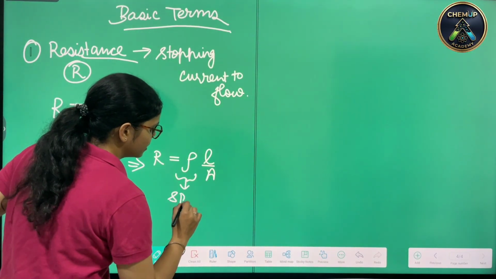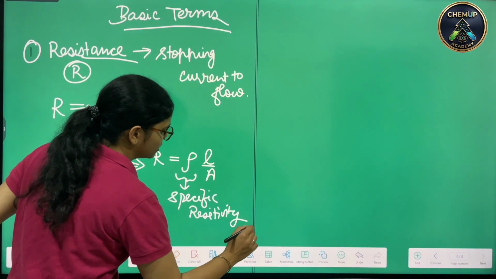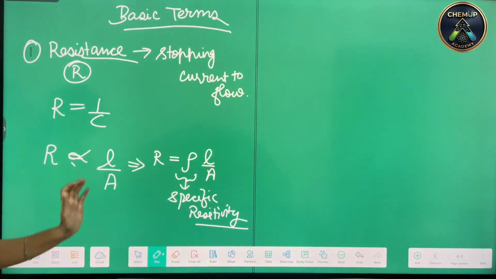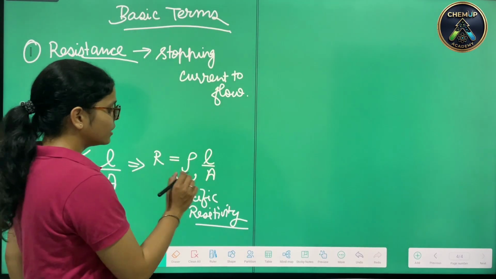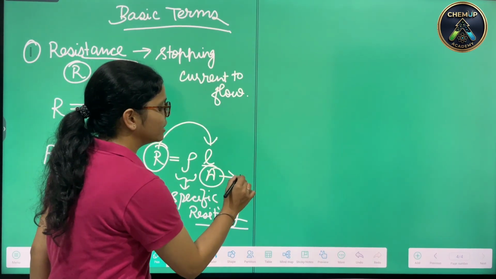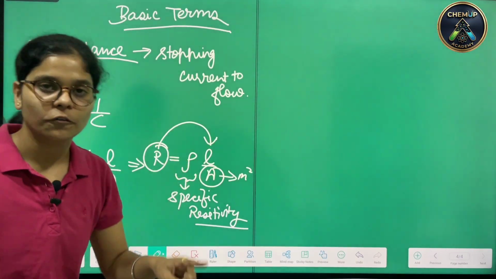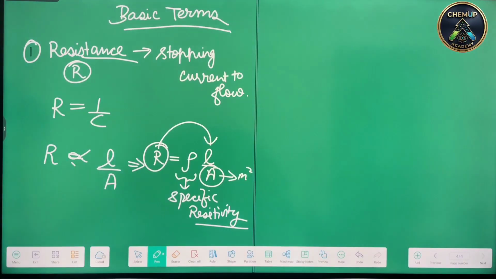or we can say specific resistivity. When specific resistivity is being represented, that basically refers to your rho. Specific resistivity is nothing but the resistance that is offered per unit length and meter square. Because it is area, so it is meter square. So the resistance that is being offered per unit length in the meter square, or that is the area that is being provided.